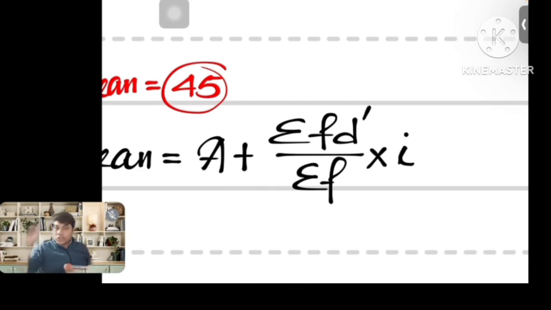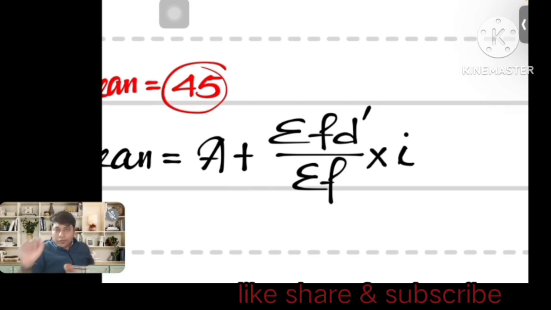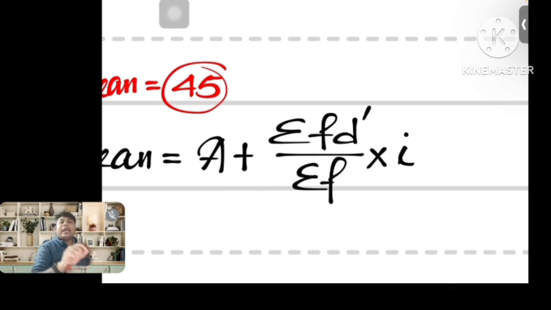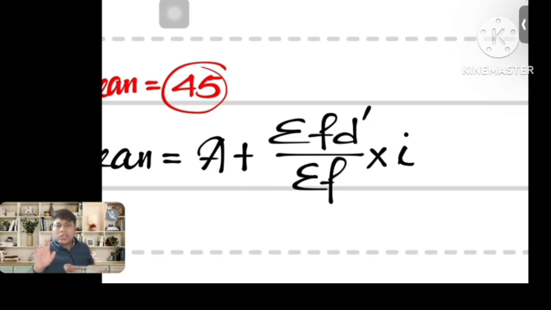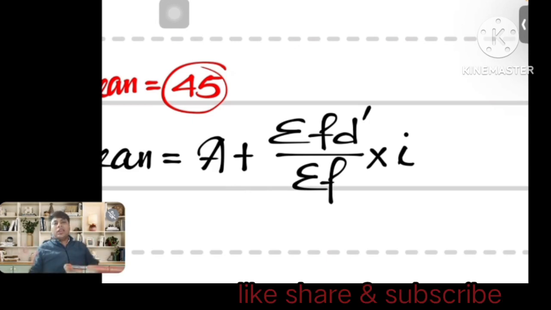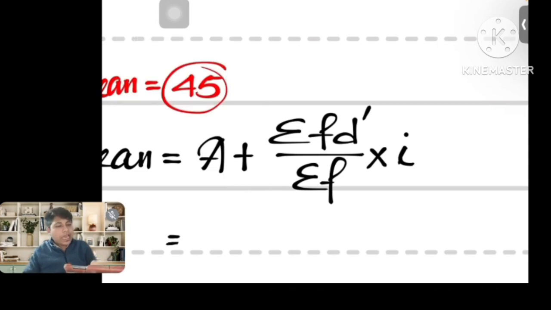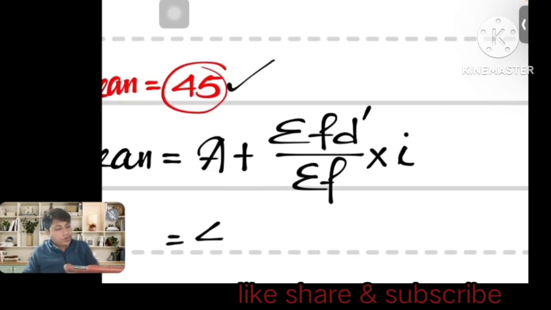I means the class interval. A for assumed mean. FD dash we calculated. Summation F we have to calculate. And I is already given. Please copy the formula. This is the basic formula, one formula. All the calculation will be so easy if you follow this particular formula. You need not use any calculator, nothing. Please do it. Here the assumed mean we already know, 45.